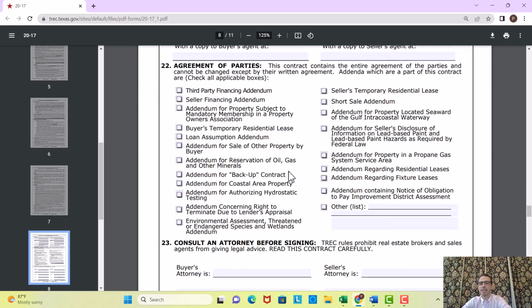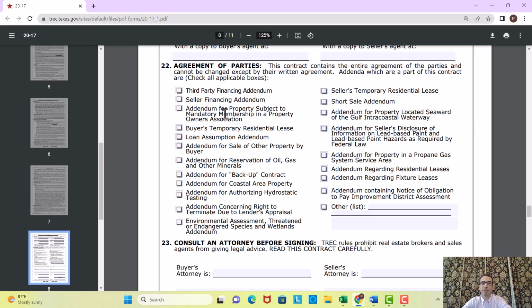Now we get to the addenda. These are the common addenda on the contract. I'll go through some of the major ones. Third-party financing addendum absolutely needs to be included if you're using financing. It's not a cash transaction. Seller financing is if the seller is providing their own financing.